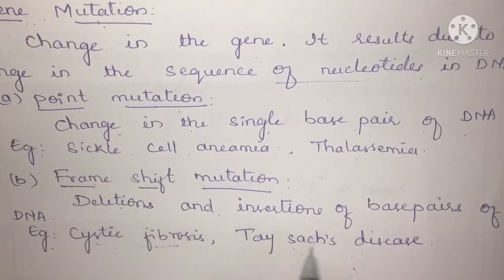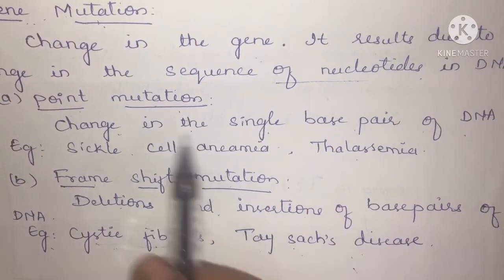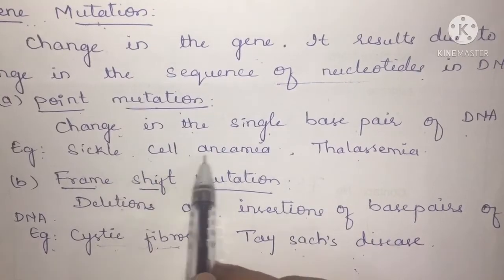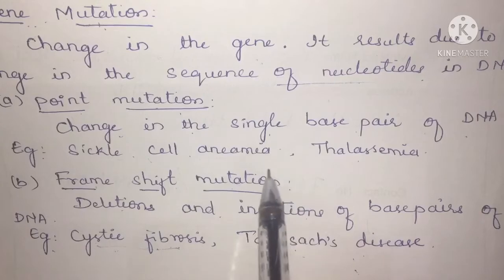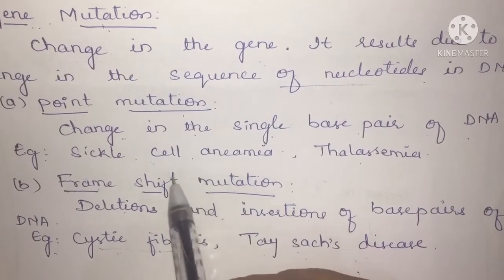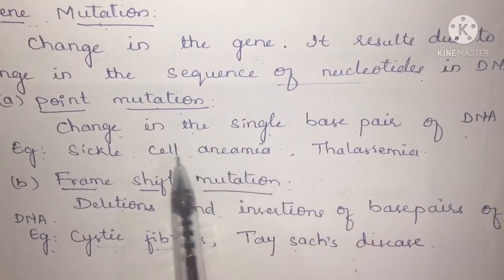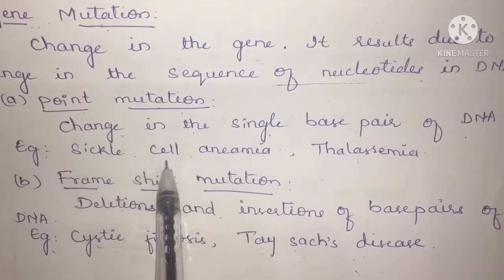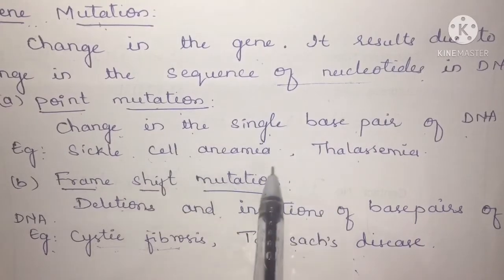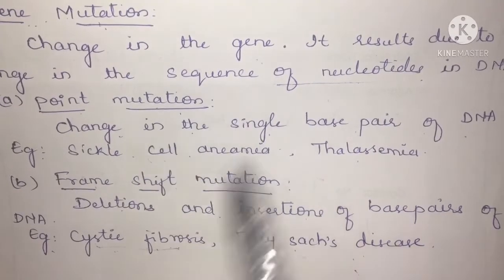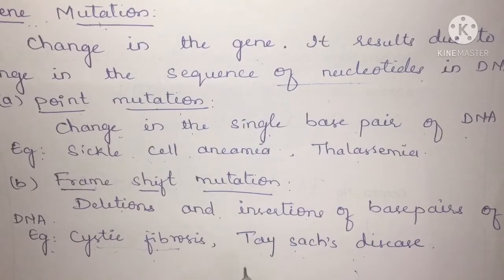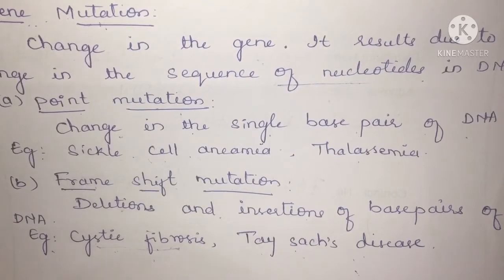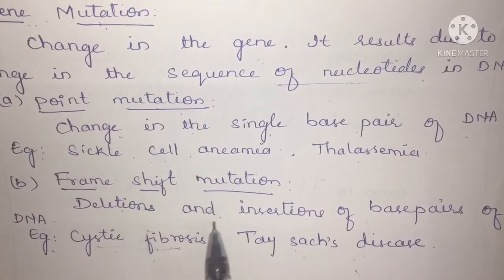Because this information is not there in your textbook, that's why I have talked about it. I did not talk about sickle cell anemia and thalassemia in detail because you have a separate topic on them in the same chapter, and I shall discuss them in detail there. We have given sickle cell anemia and thalassemia as examples of point mutation, which means only one base pair might have been changed in those two diseases. Cystic fibrosis and Tay-Sachs have many base pairs changed, deleted or inserted. That results in frame shift mutation.